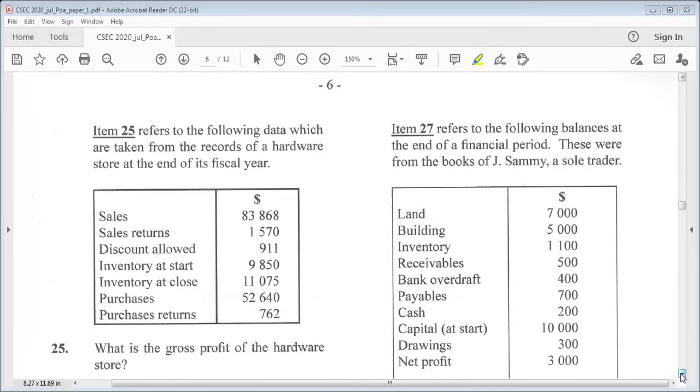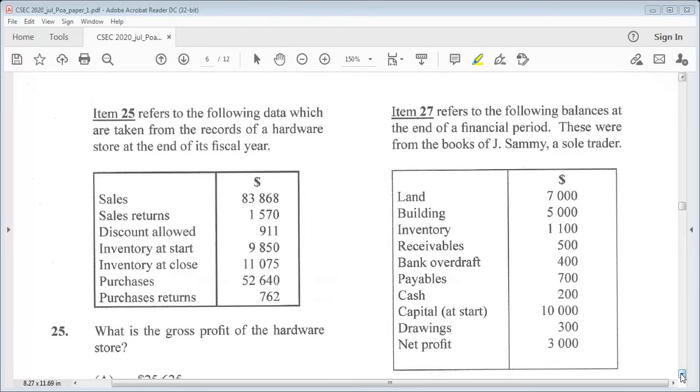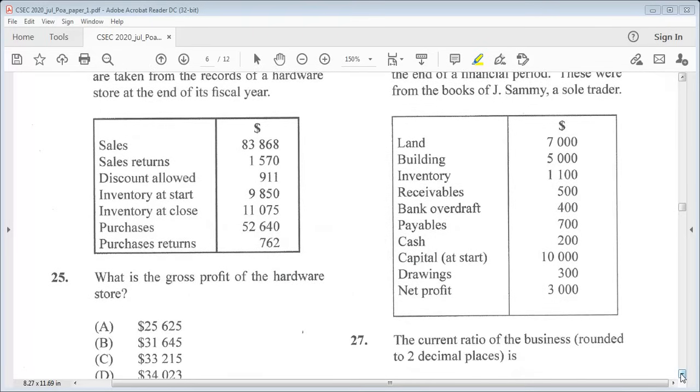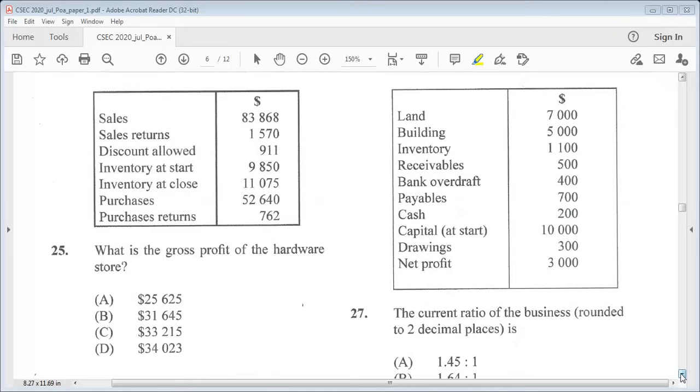It says item 25 refers to the following data which are taken from the records of a hardware store at the end of its fiscal year. So we have sales 83,868, sales returns 1,570, discount allowed 911, inventory at start 9,850, inventory at close 11,075, and purchases 52,640, and purchases returns. So it says, what is the gross profit of the hardware store?